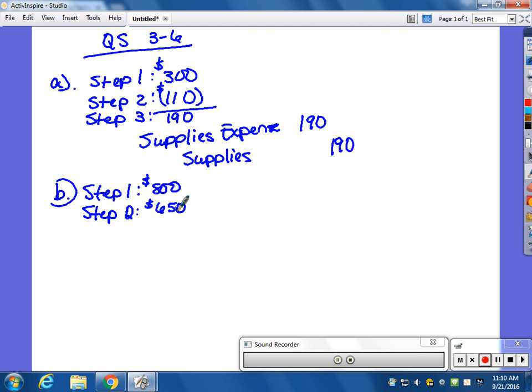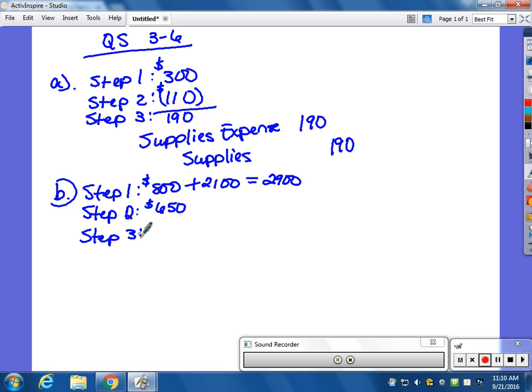Debit supplies. When did they purchase it? During the current year. So that means you need to add that $2,100 plus what? $800. Right. So 800 plus the 2,100, which equals what? 2,900. Now, step three, what's the journal entry?